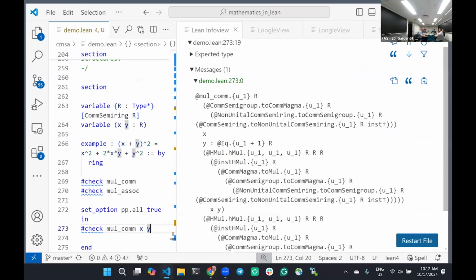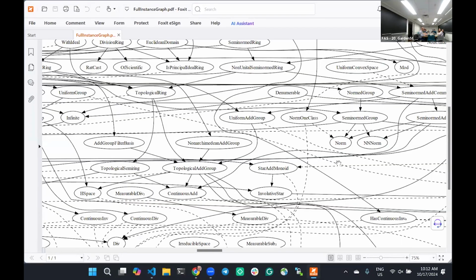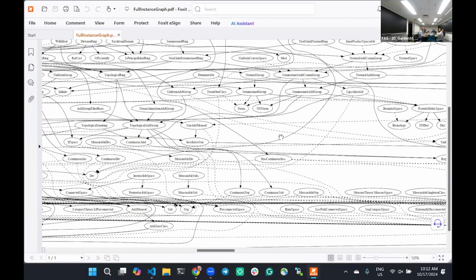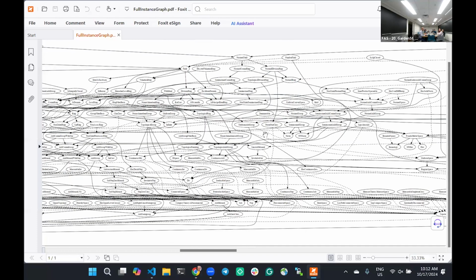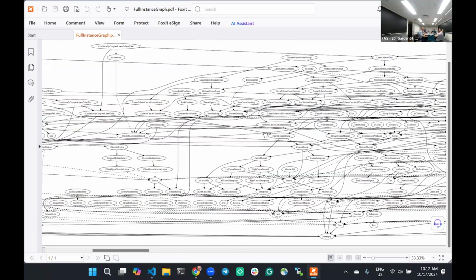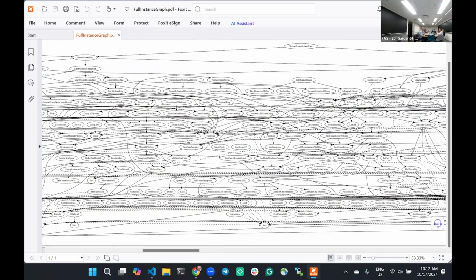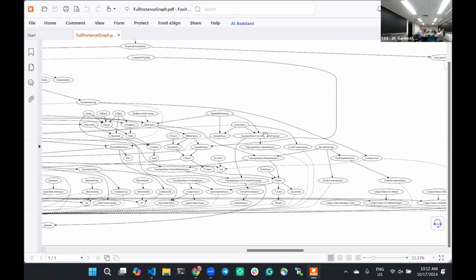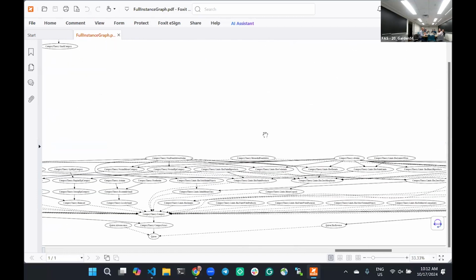I do have a picture here of the type classes that are more like algebraic structures, in the sense that there's a data type and there's a structure on it. And so this is a more manageable portion of the algebraic hierarchy.